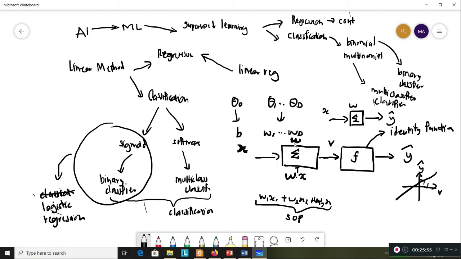And then what is the difference between linear regression and the perceptron algorithm? In the perceptron algorithm, F is not an identity function. F is the unit step function, which is this one. If you find your V is a negative number, then your Y hat is equal to 0. If your V is more than 0, it will become 1. So that is the linear perceptron.